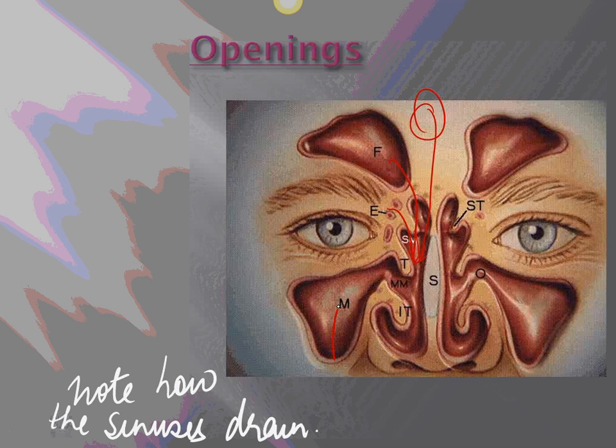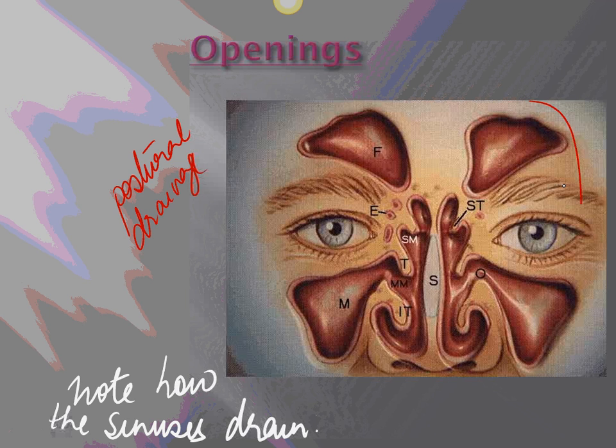Remember how I drew the maxillary? It's going this way. Can you see? Its floor is lower than the floor of the nasal cavity. So when you have maxillary sinusitis, it tends to remain for a long time. In order to drain it, you have to do something known as postural drainage, where you lie on one side, so that this sinus becomes higher up, and then it can drain this way. You put your head this way so that the sinus drains in that fashion.